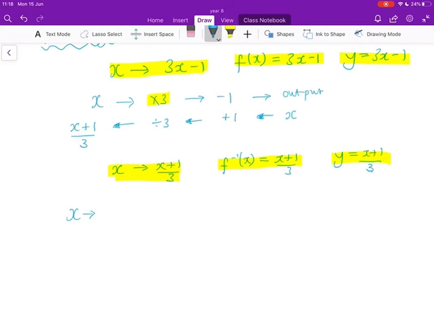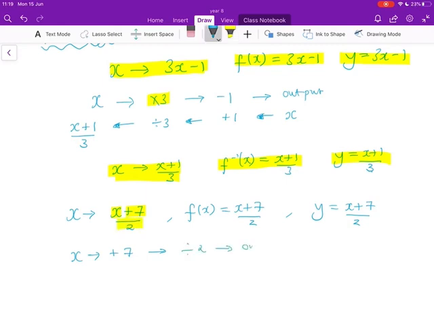So let's look at another one. Let's say this time this is our function. Let's write it in this form as well. And let's also write it in that form. Okay, so our function here is telling us to take our input, which is x, add 7 to that, and then divide that by 2. And that will give us our output.